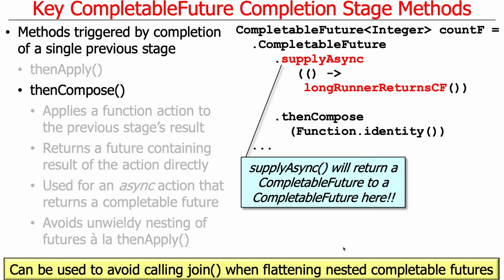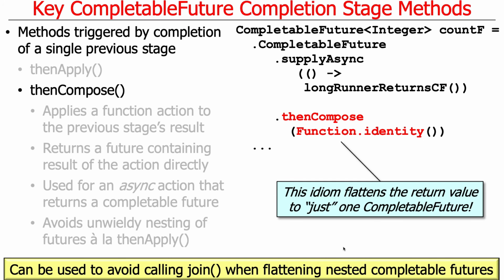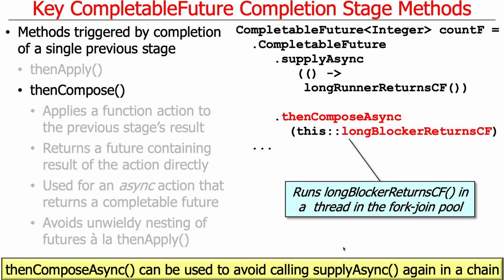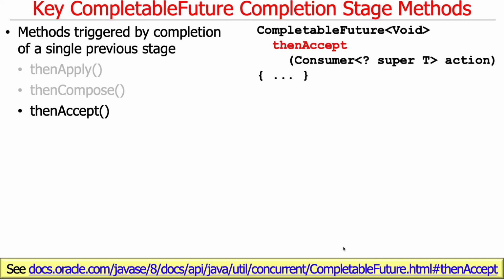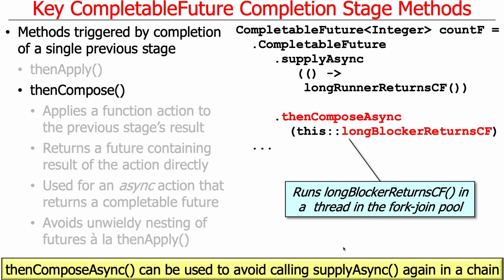There's another, I'm just going to mention this as a little side note. You don't have to know it in detail, but if you have an operation that runs asynchronously and returns a completable future, you can use then compose with the function identity method to strip off the nesting. That's another way to avoid having deeply nested completable futures. All right. Or you can run the code like this. You could just go ahead and use then compose async. So there's just a bunch of different ways to do these different kinds of operations. All right. So that's then apply and then compose.